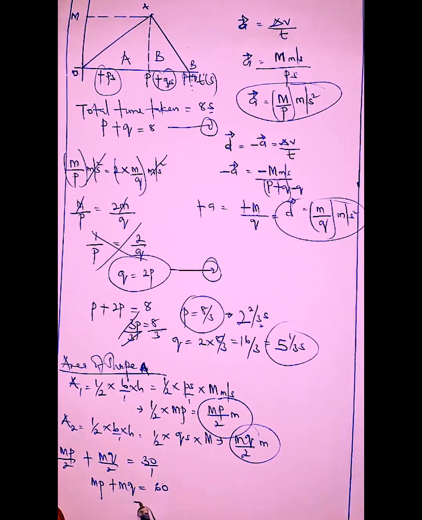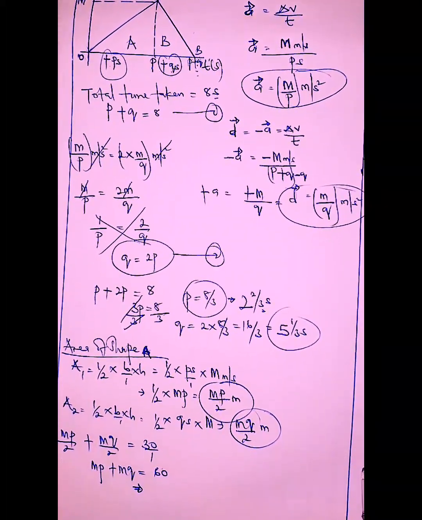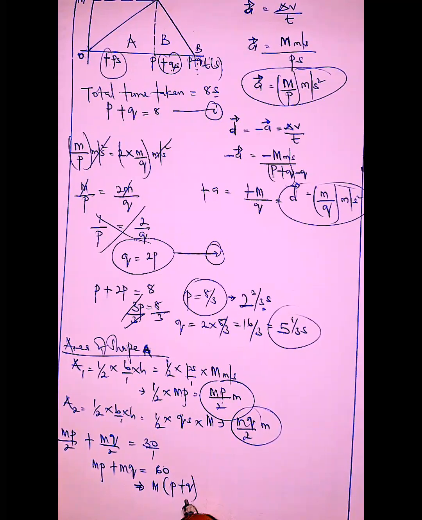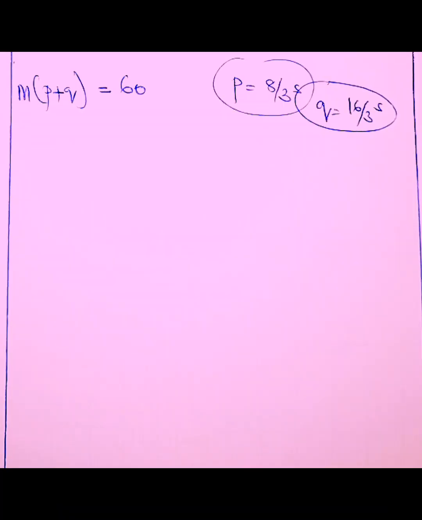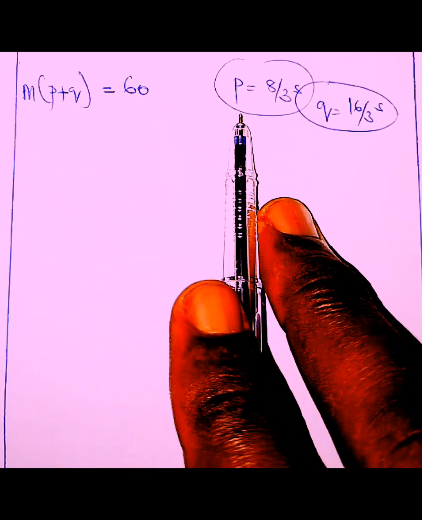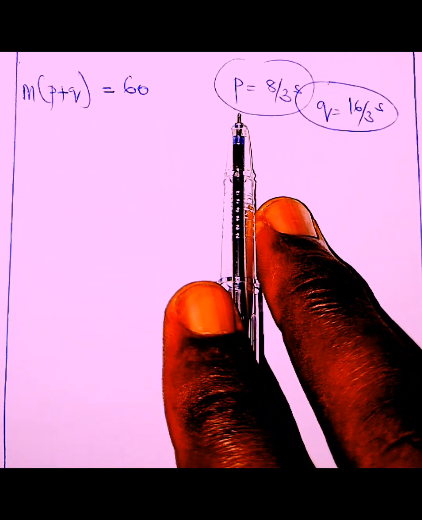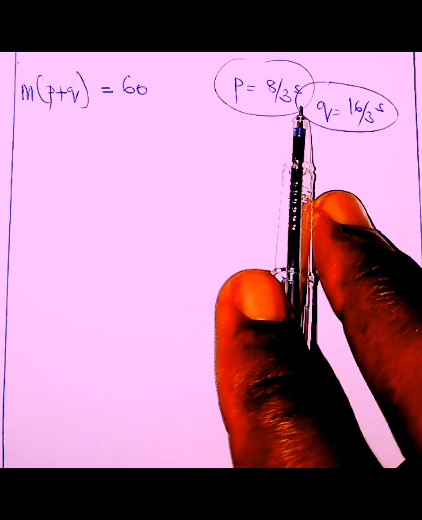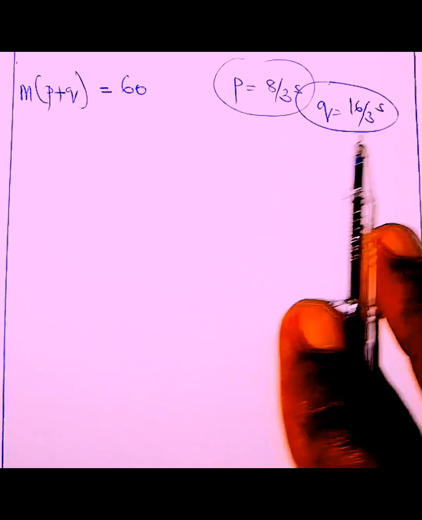So what do we have? m is common, as you can see. So you have m outside: m open bracket p plus q equals 60. Don't forget that p, the first time it took the body to get to the maximum height, is 8 over 3 seconds, and the second time, q, is 16 over 3 seconds.